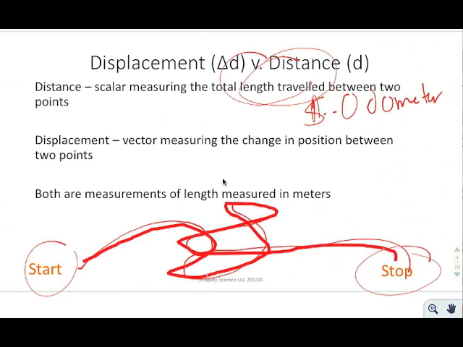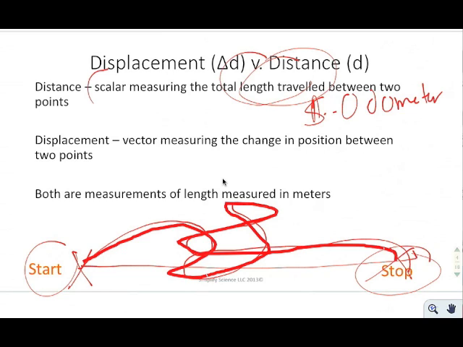Displacement, on the other hand, is a vector, where distance was a scalar. Displacement measures the change in position between 2 points. So what that means is if you have a start and stop, displacement is the straight line distance between the two. A lot of times people refer to that as the way the bird flies, because a bird doesn't have to go down streets and around corners. It just goes from one point to another point.